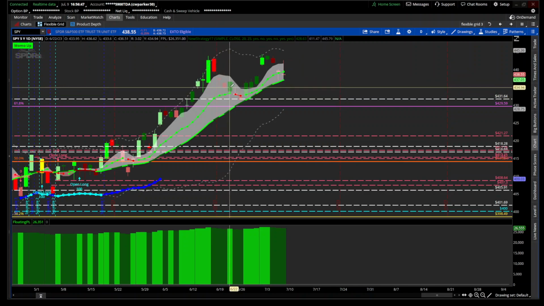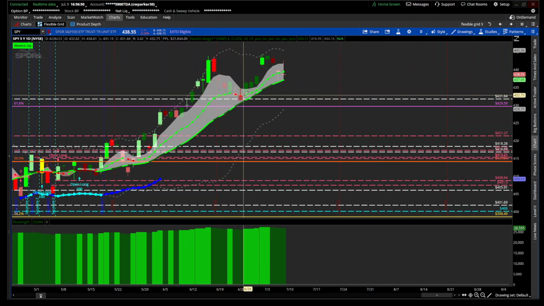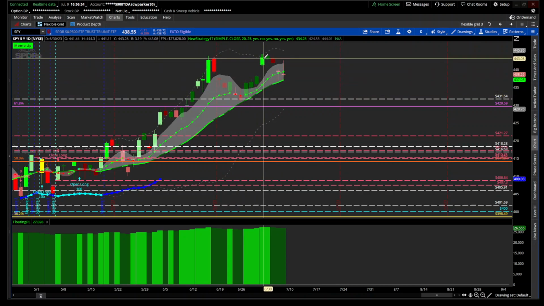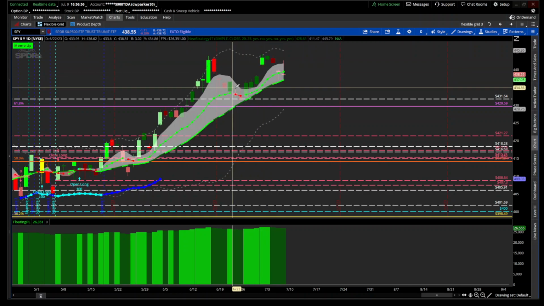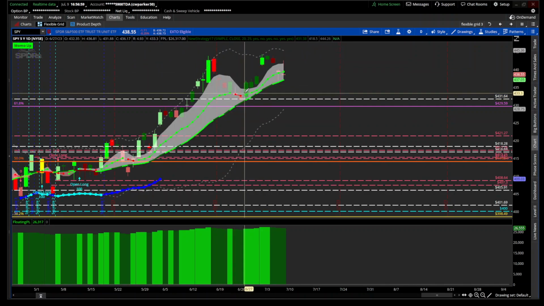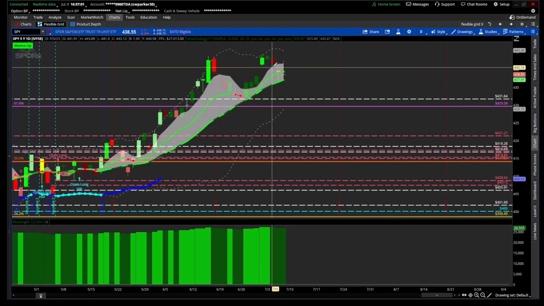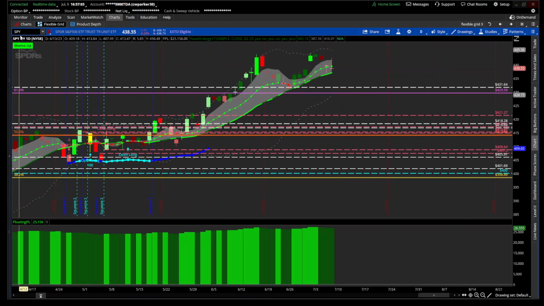The 5-day was still above the 20 here, so you could have taken this trade right here and ridden price up. And this was a nice one, it pulled back to the 20, popped back above the 5-day, and the stock ran from there.